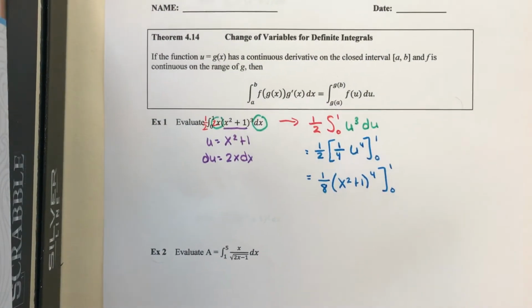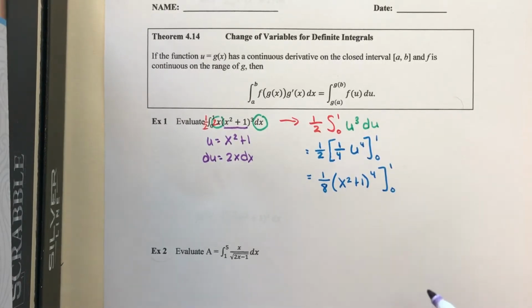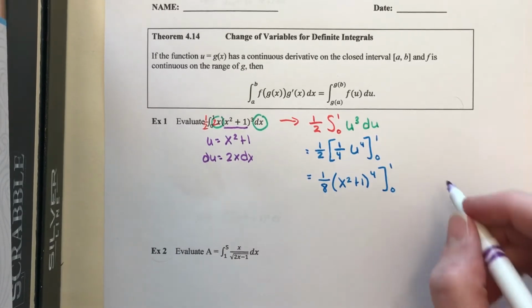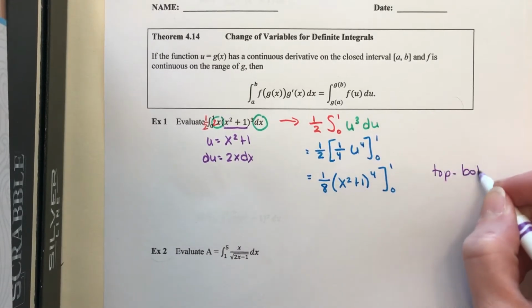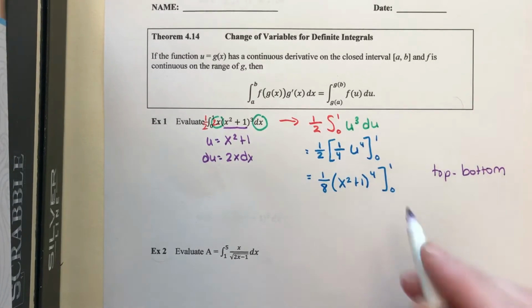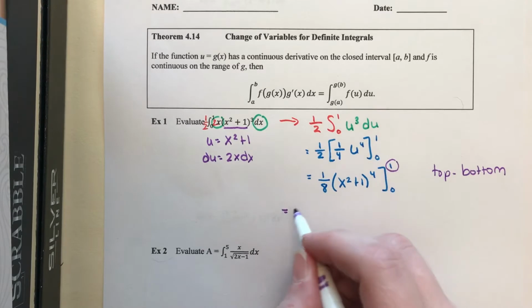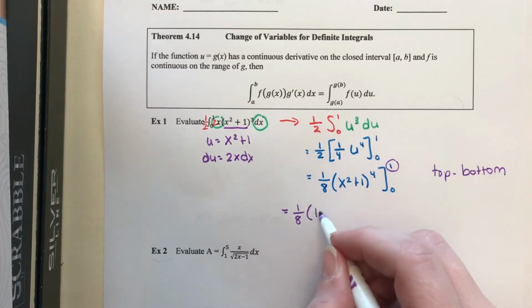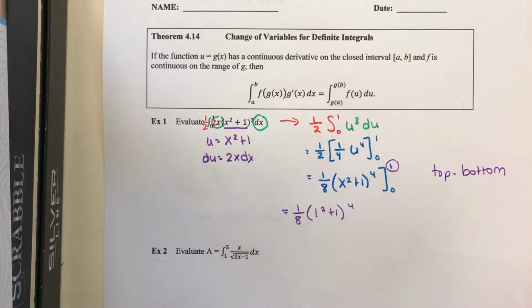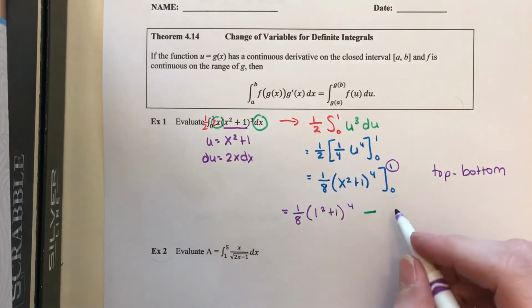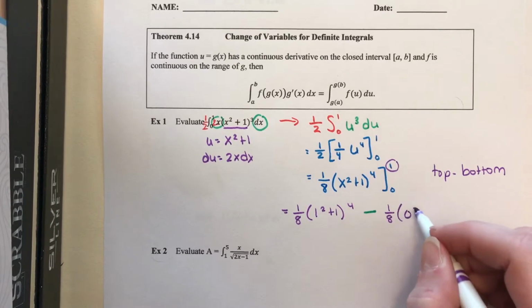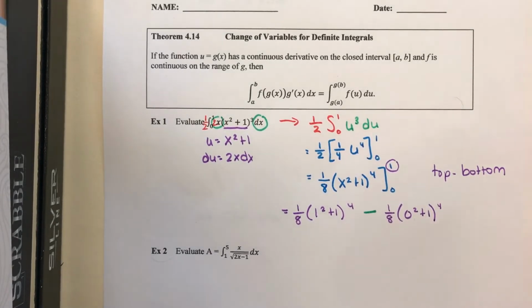So last step, and this is the newest step, but we're kind of combining an old topic from part 4.4 where we did definite integrals. We do top minus bottom. So top, I'm going to plug the 1 in first. So 1/8 times 1 squared plus 1 to the 4th power. And then minus, I'm going to plug in the 0 next. So that would be 1/8 times 0 squared plus 1 to the 4th power.